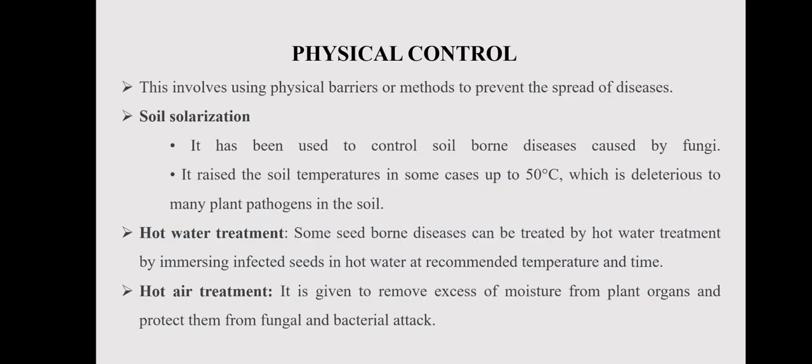Physical control. Modification of physical conditions can be done through soil solarization, hot water treatment, and hot air treatment. Soil solarization can be used to control soil borne diseases. Hot water treatment. Seed borne diseases can be treated by immersing infected seeds in hot water at the recommended temperature and time. Hot air treatment. Removing excess moisture can protect them from fungal and bacterial attack.